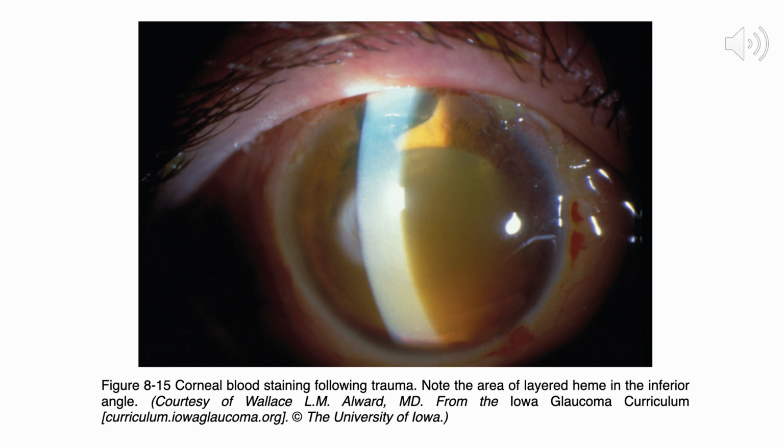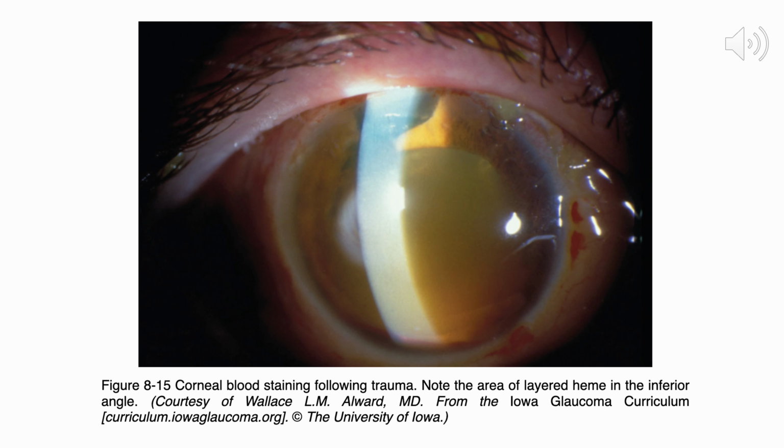This image demonstrates corneal blood staining following ocular trauma. The photograph shows diffuse yellow-brown stromal discoloration of the cornea, which occurs when hemoglobin and its breakdown products infiltrate the corneal stroma after prolonged contact with intraocular blood. In this case, there is also a visible hyphema, with layered hemes settling in the inferior anterior chamber angle.